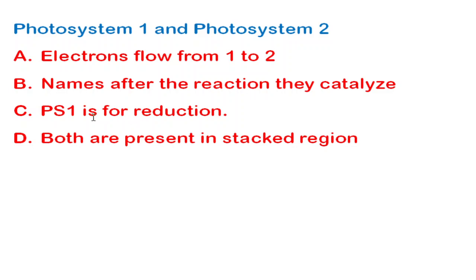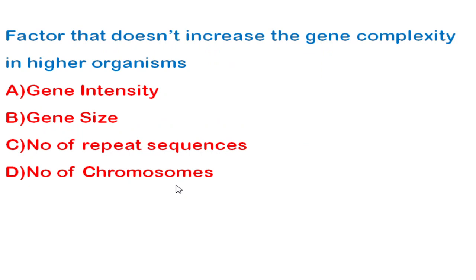Next, photosystem 1 is for reduction. Of course, photosystem 1 is a strong reductant and it is a weak oxidant. Okay, so photosystem 2 is a strong oxidant. So photosystem 1 is for reducing and it will be producing NADPH. And the last option is absolutely wrong. So the correct answer for this question is option C, because in the last option I just mentioned, both the photosystems are present in the stacked region, but we all know the location of photosystem 1 and photosystem 2 varies in minor differences.